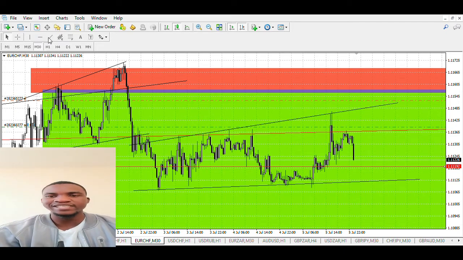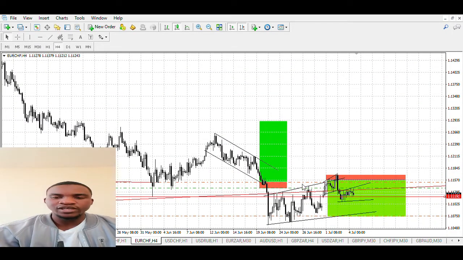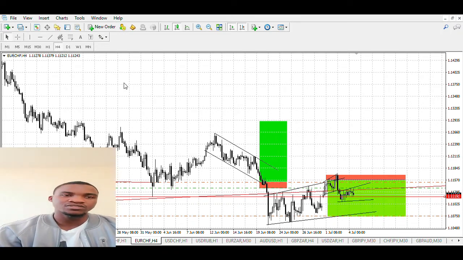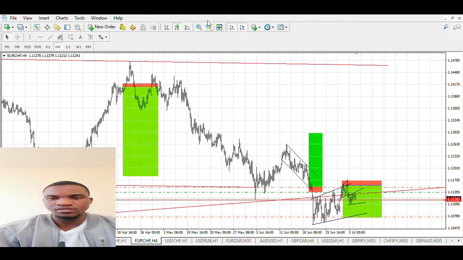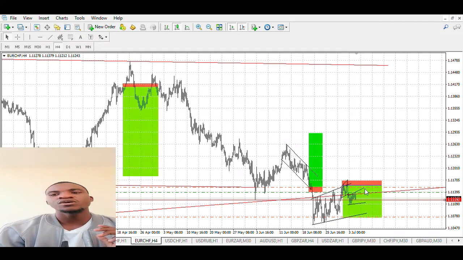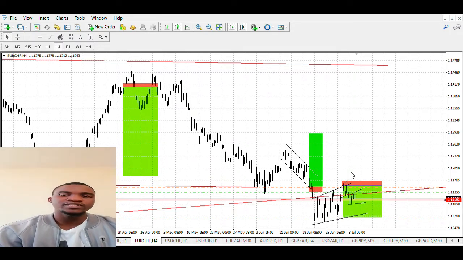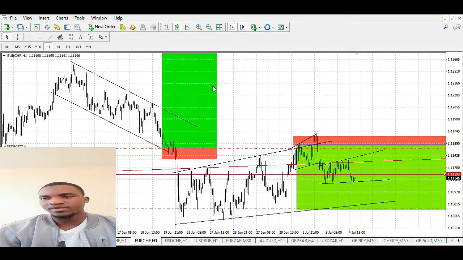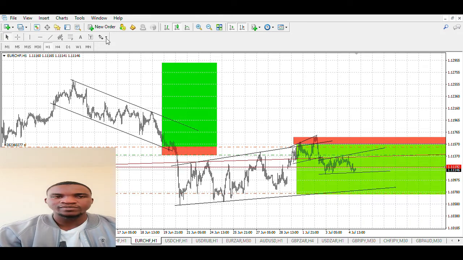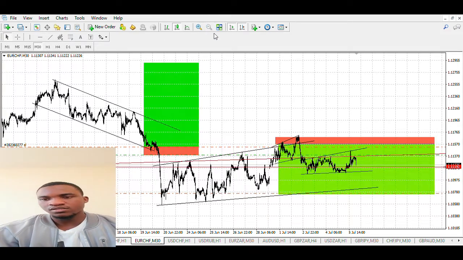My structure hasn't changed here, so I'm still having this consolidation below the resistance. As you can see, I still have this consolidation below the resistance, aligning itself with the resistance, so my price is not gonna go to the upside. Of course, there is a possibility. You have to know that with forex, even if my analysis is like 90%, that 10% can ruin me. So my analysis hasn't changed, and I'm still looking for the price to go down.